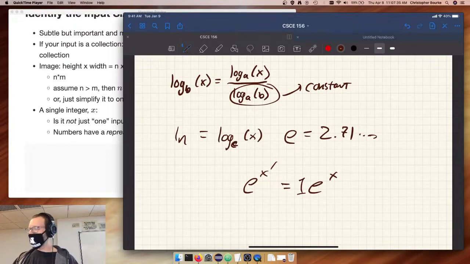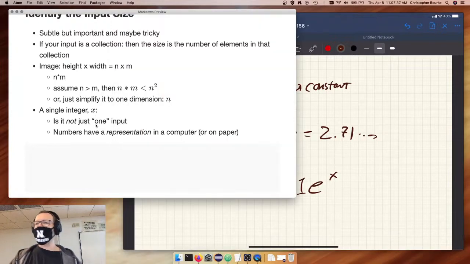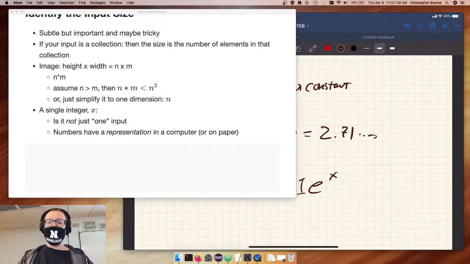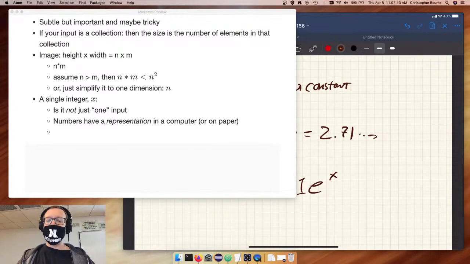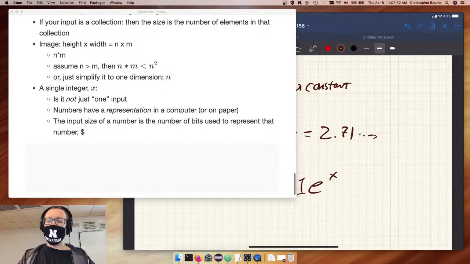Okay. All right. So numbers have a representation on a computer or on a piece of paper. The input size of a number is the number of bits used to represent that number. So in other words, log base 2 of n.